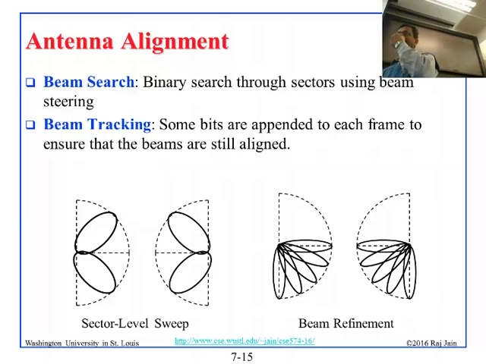Is there a way to make sure that it's not pointing at a wall and you're getting a reflected signal? Yeah, see, that would be much lower quality. I mean, the reflection will kill it.